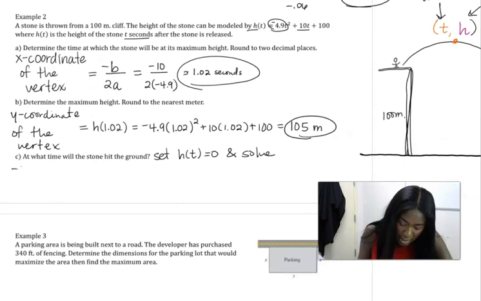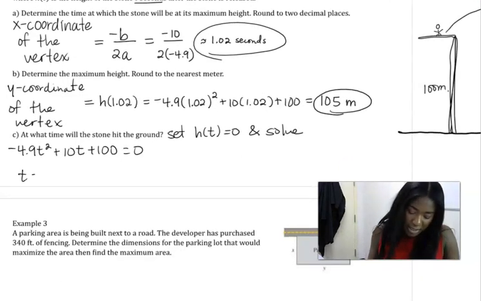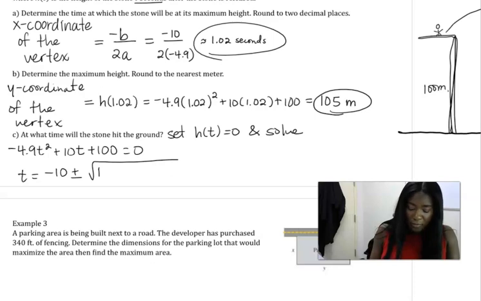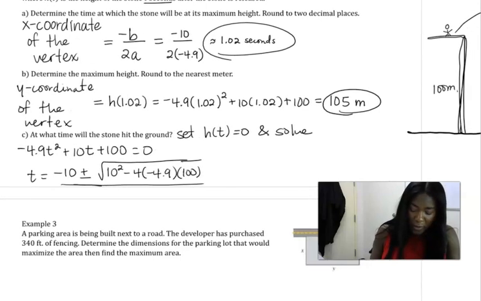So I'm going to set negative 4.9 t squared plus 10t plus 100 equal to 0. And to solve this equation, I'm not going to complete the square. I'm not going to try to factor this. I'm just going to go ahead and use the quadratic formula. The quadratic formula says t is equal to negative b, which would be a negative 10, plus or minus the square root of b squared, 10 squared, minus 4 times a, which is a negative 4.9, times c, which is 100. And then all of this is divided by 2a. So all of this is divided by 2 times a negative 4.9.